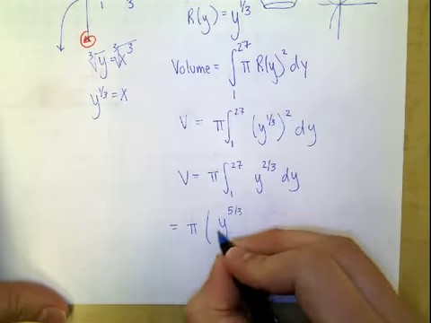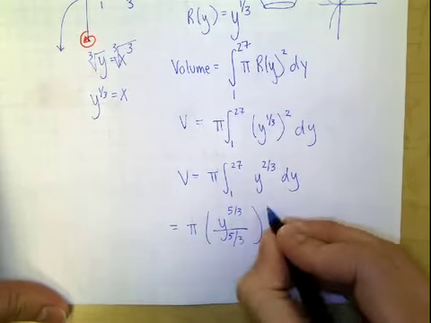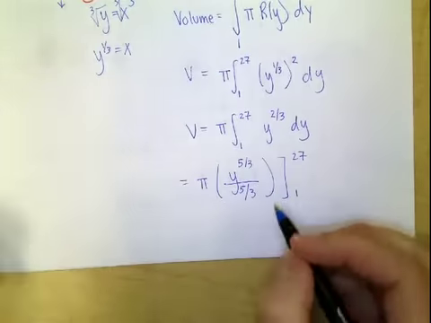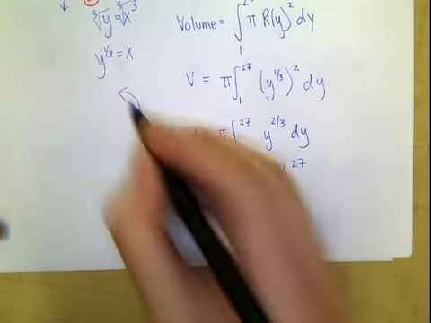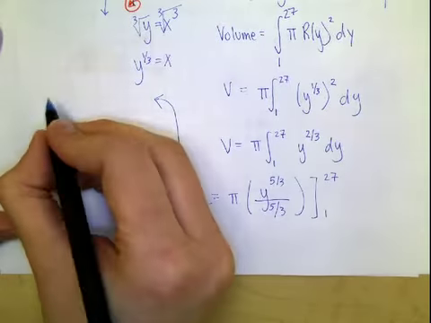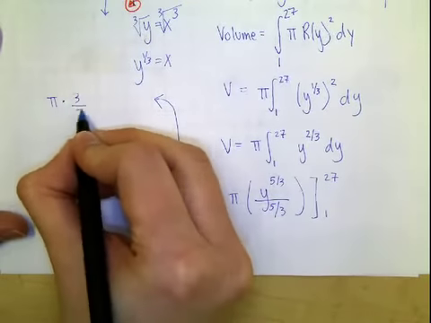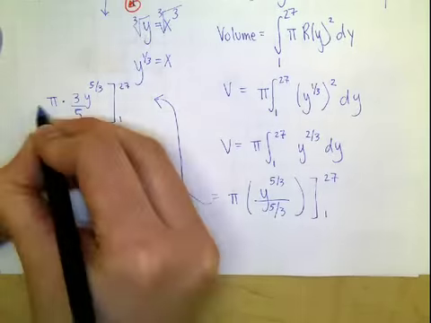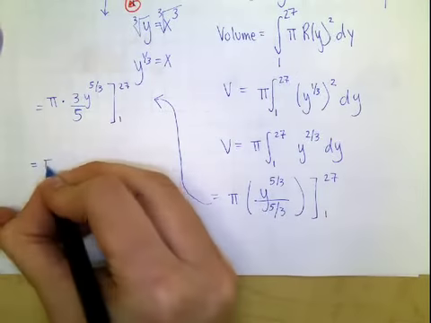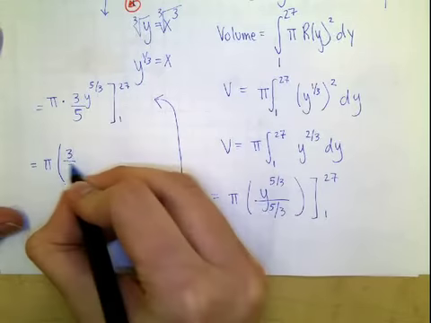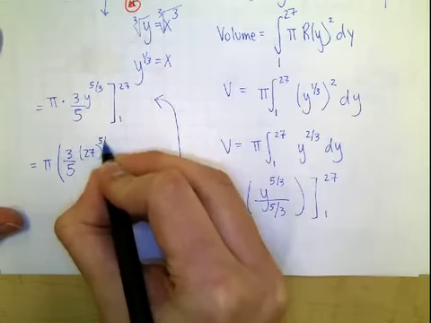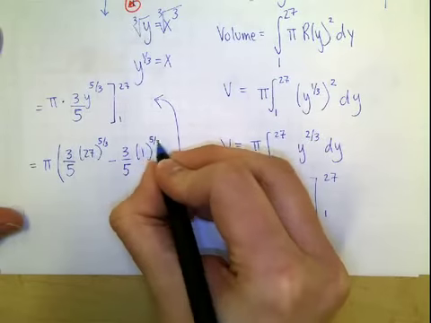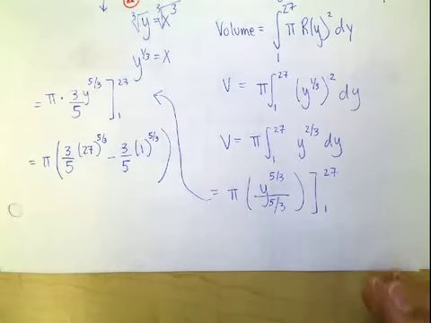You add 1 to that, that's going to be y to the 5/3 divided by 5/3, and then bracketed from 1 to 27. And so then I'll flip this over and clean it up. Maybe I'll go over here so I actually have some space to do all this. Let's flip the fraction over and make it pi times 3/5 y to the 5/3 power, bracketed from 1 to 27. And so now plug in the bounds. I'll keep the pi out in front. I'll plug in 27. I have 3/5 times 27 to the 5/3 power minus 3/5 times 1 to the 5/3 power, all times pi.